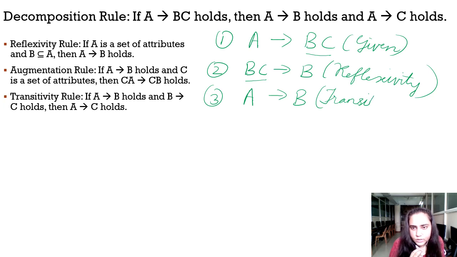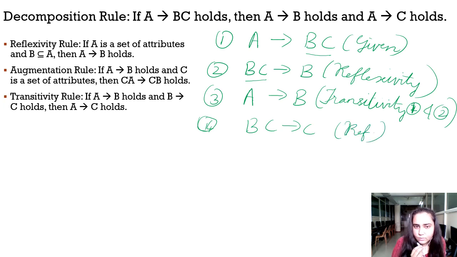I'm writing it fully. So transitivity of rules 1 and 2. This is transitivity. Now in my next step, I'm going to write down the same thing for A determines C. So you can guess how that can be done. You can simply write down now, in order to prove C, that BC determines C. Again, this is the reflexivity rule.